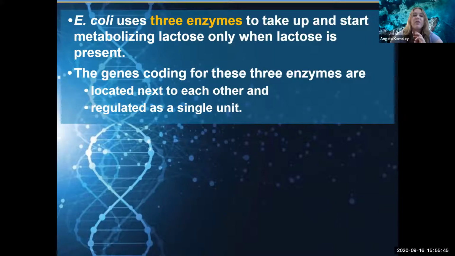Now, E. coli uses 3 enzymes to take up and start metabolizing lactose, but it only produces those 3 enzymes when lactose is present. So the question then was, if E. coli is only producing these 3 enzymes when lactose is present, how do the cells know when lactose is present? How are they able to turn those genes that code for the enzymes on and off because of the presence or absence of lactose? Now, the genes that code for these 3 enzymes are located next to each other, and they're actually regulated as a single unit, which is going to play into our answer here.